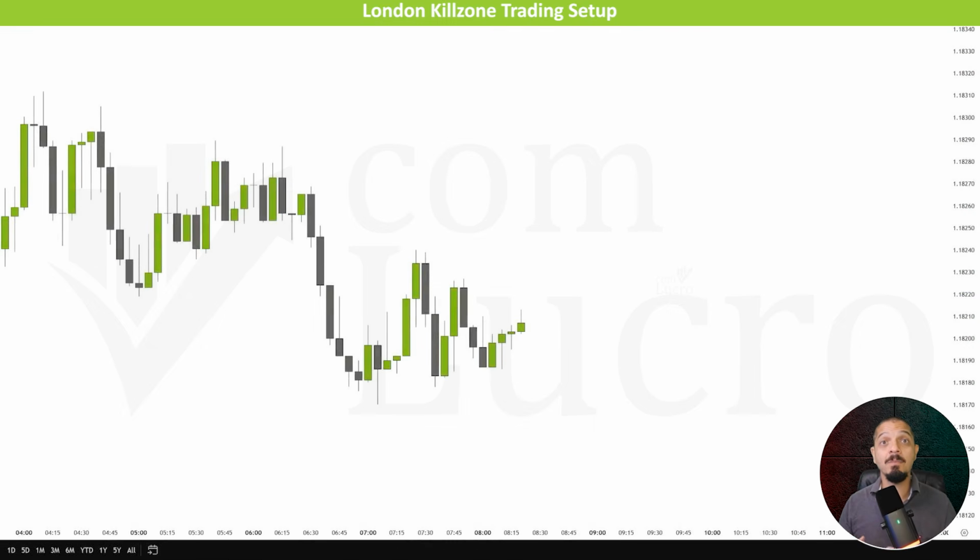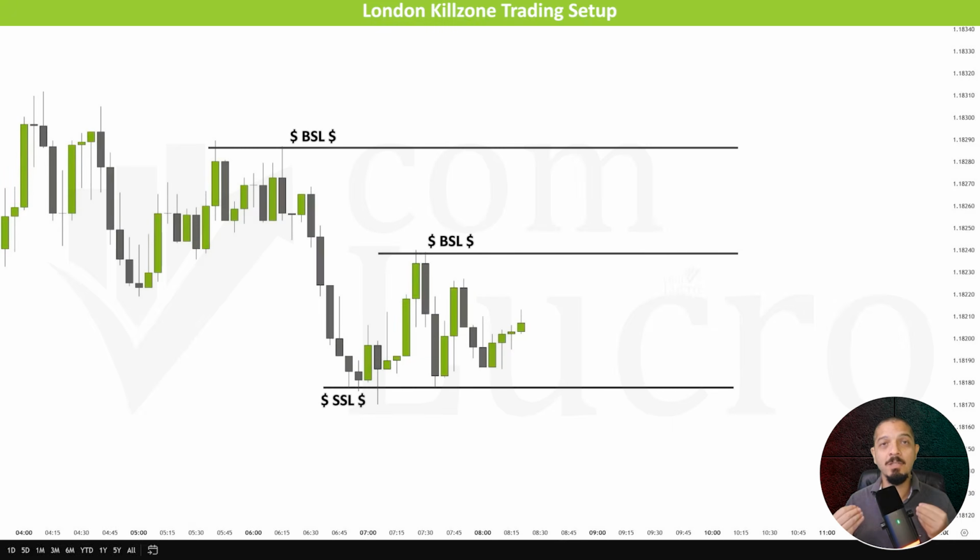Now, let's bring this into a real market example. On the Euro-Dollar 5-minute chart, we begin by marking the key liquidity levels formed during the Asian session. This includes both buy-side and sell-side liquidity zones. As the London kill zone opens, we want to observe whether a liquidity grab forms around one of these levels. When we move the chart forward, we can see that price sweeps the liquidity below equal lows and quickly returns inside the range. This becomes the first signal that the London session may drive price upward.